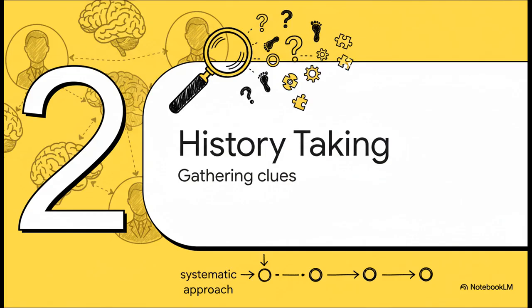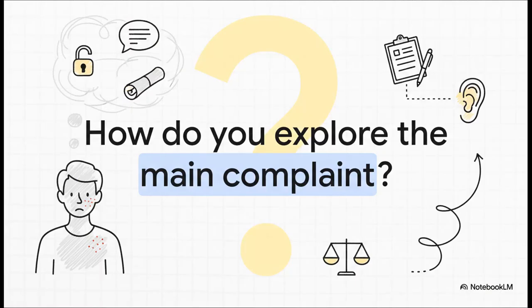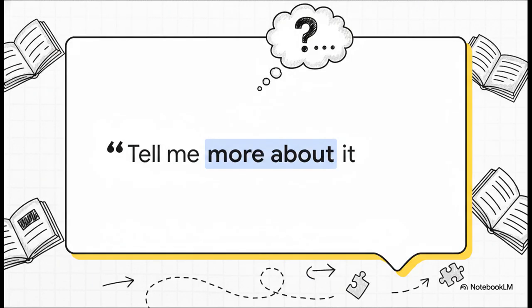Okay, with the patient's identity confirmed, we can dive into the history taking. A systematic approach here is absolutely key to reaching the correct diagnosis. So the patient has a rash. You need to get them to open up and tell you about it. How do you do that without leading them or putting words in their mouth? This right here is your golden phrase. It's such a simple open-ended question, but it invites the patient to tell their story in their own words. It's the perfect way to start gathering information.